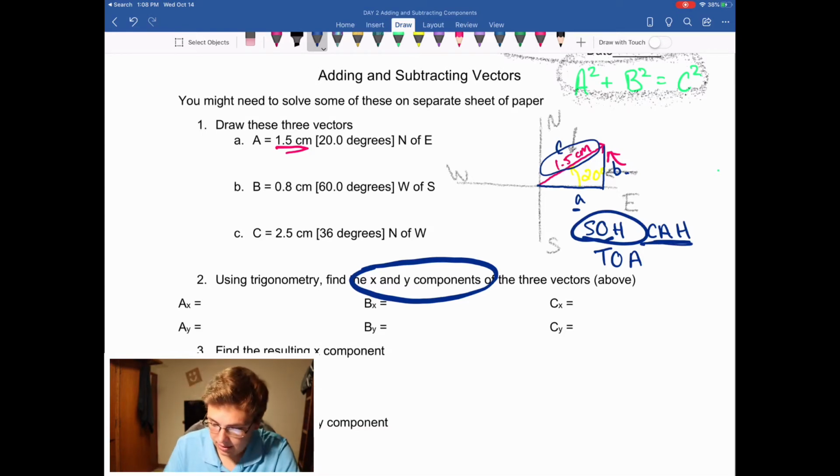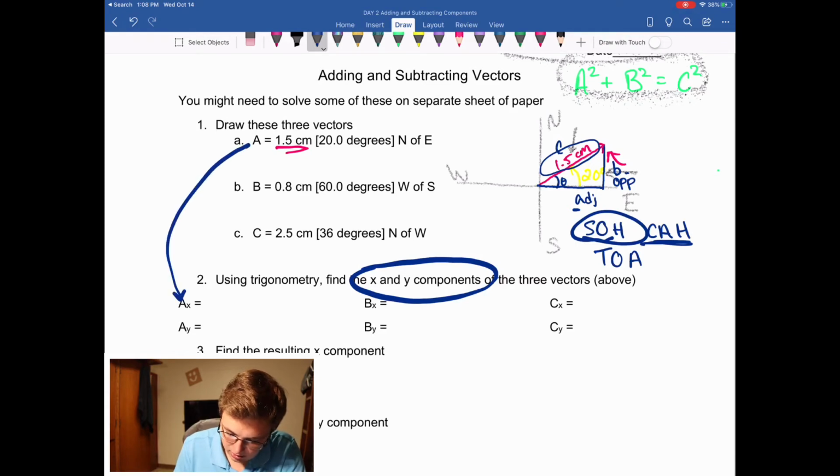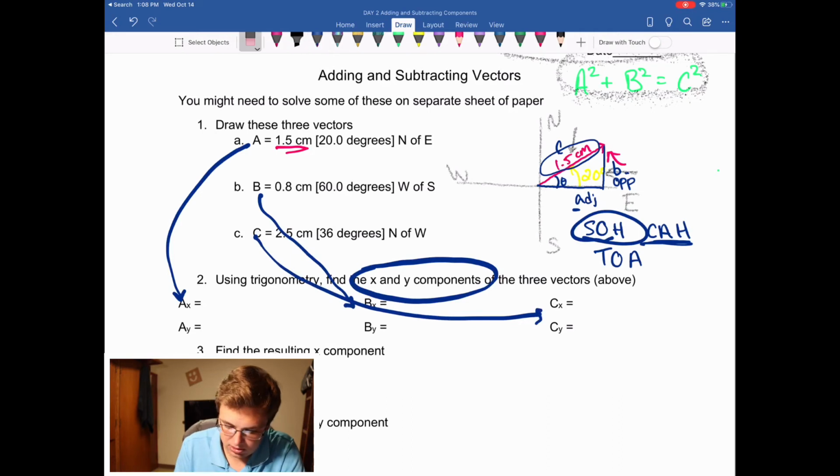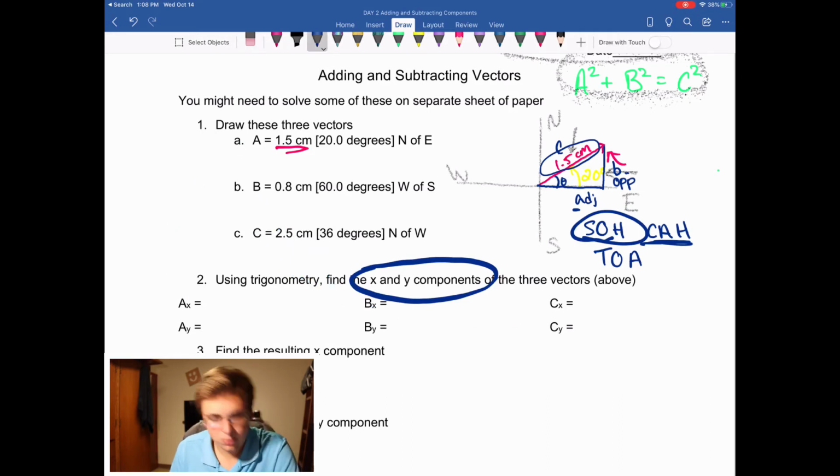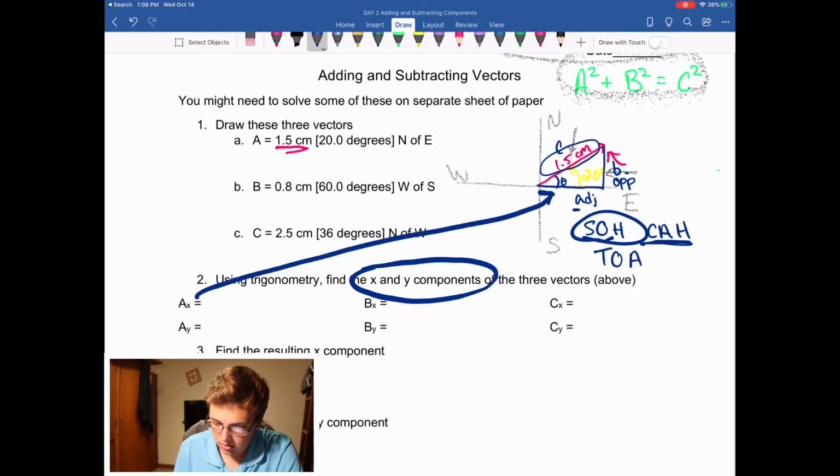So our A, in this case, will be adjacent. And our B is actually going to be our opposite. And our theta is going to be right here, which is 20 degrees. So when we would look over here at our A, this would be for B, and this would be for C, by the way. That's just what the ABC mean. When we look at that, we can figure out our components. So if we're looking for A sub x, what's that mean? It means this x value right here, our x direction, our x component.